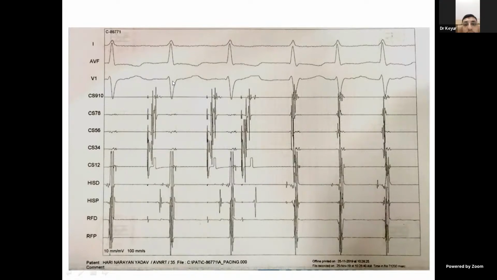This A goes to this V. This A goes to this V, this A goes to this V. Okay. If you see, this A has a long AH, so now this comes back to this A, then it goes to V, then to A, then to V, then to A.